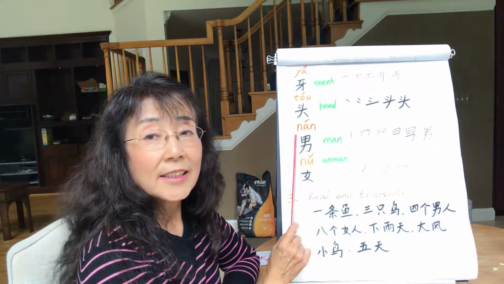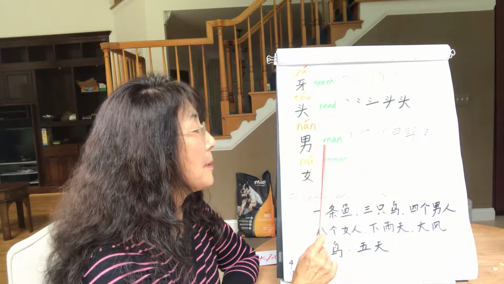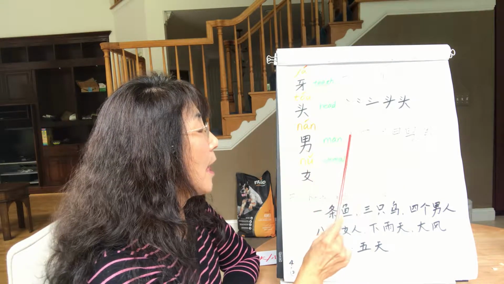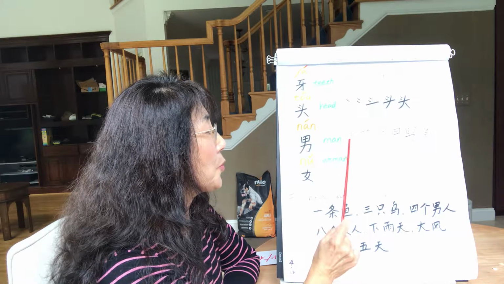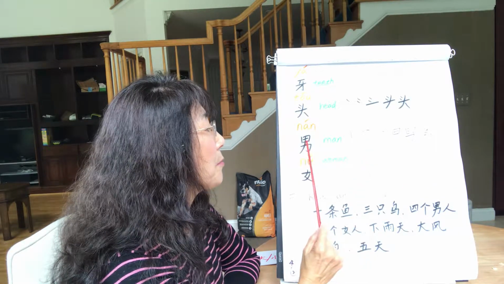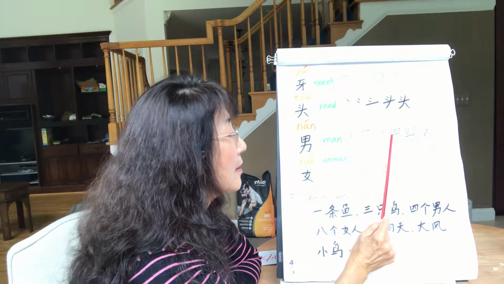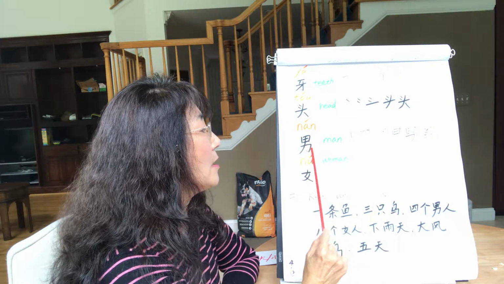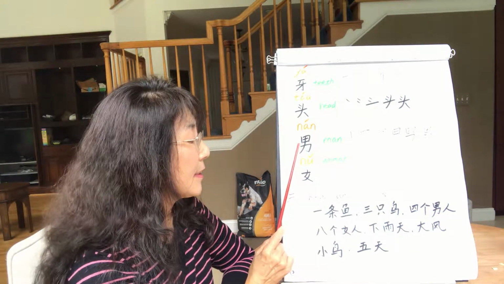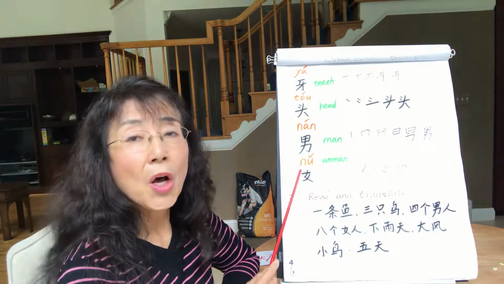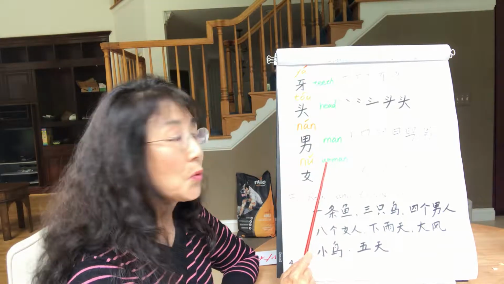Next word, nan. Nan means male, man. Nan. First we write this part and then go down. For this part, shu heng zhe, and then don't write this stroke until we finish what's inside. 竖横折横 and then 横 and then 横折勾撇横折勾撇. Now read after me. 南南.